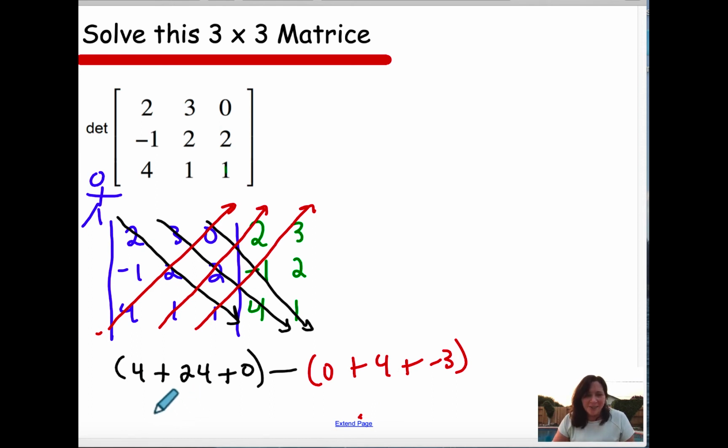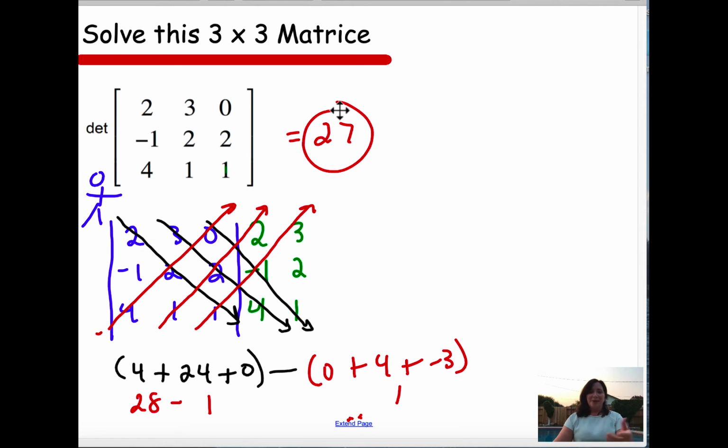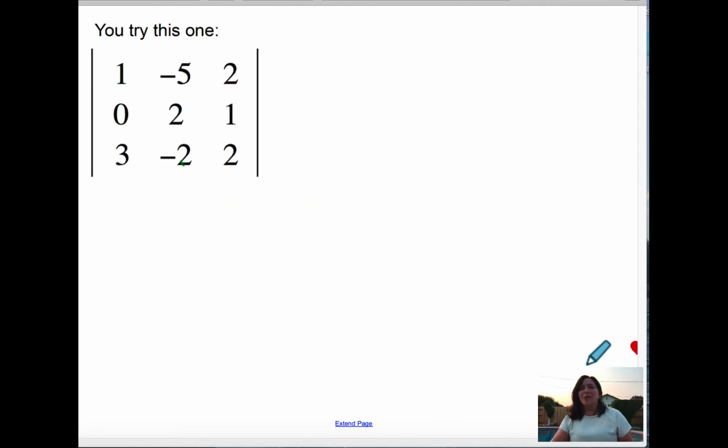Okay, so that's 28, subtract 4 minus 3, what is that, 1? So 28 minus 1 is 27, which means that this determinant is 27. Done, okay? That's fun. So the next one, we're going to do this again, and again rewrite the first two columns. So 1, 0, 3, negative 5, 2, and negative 2.